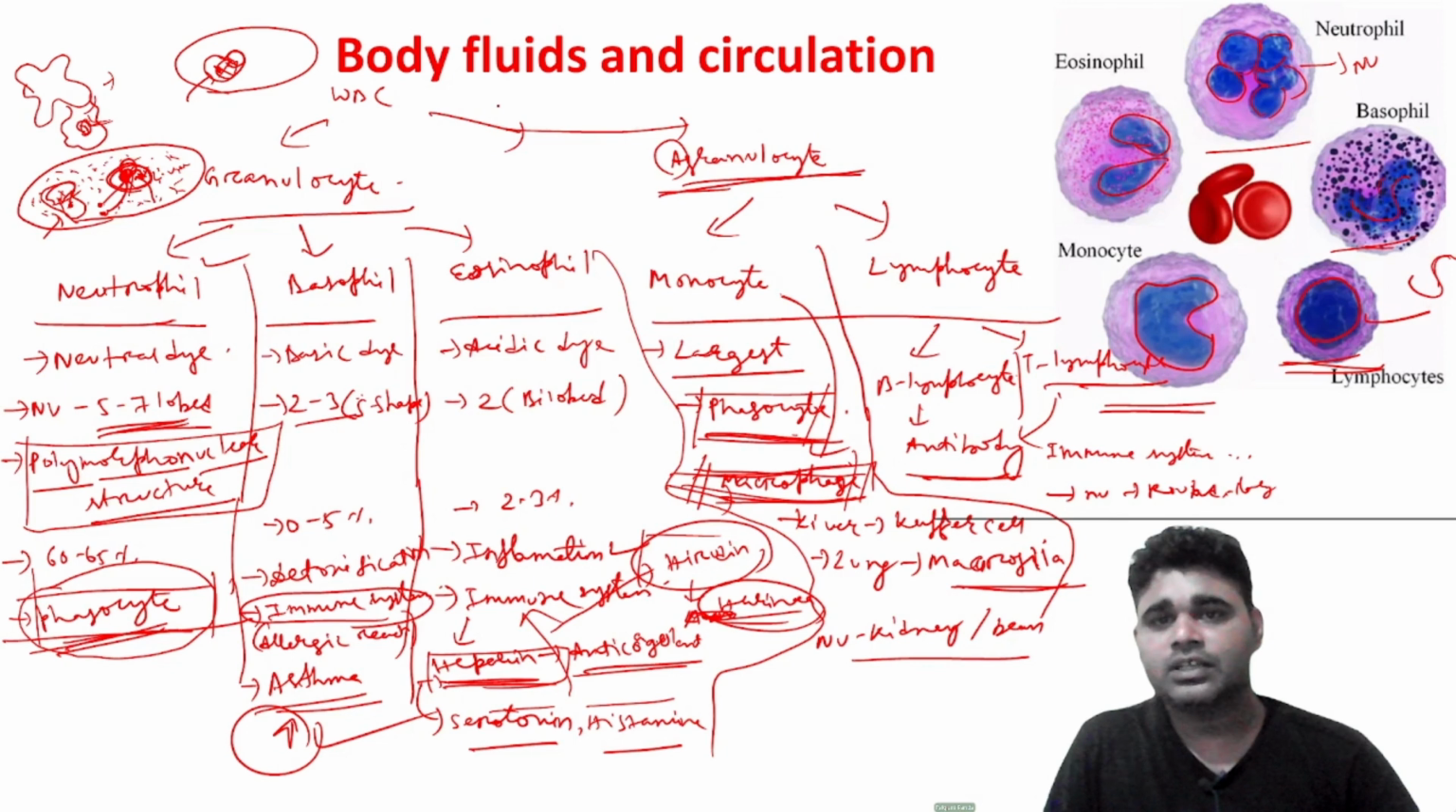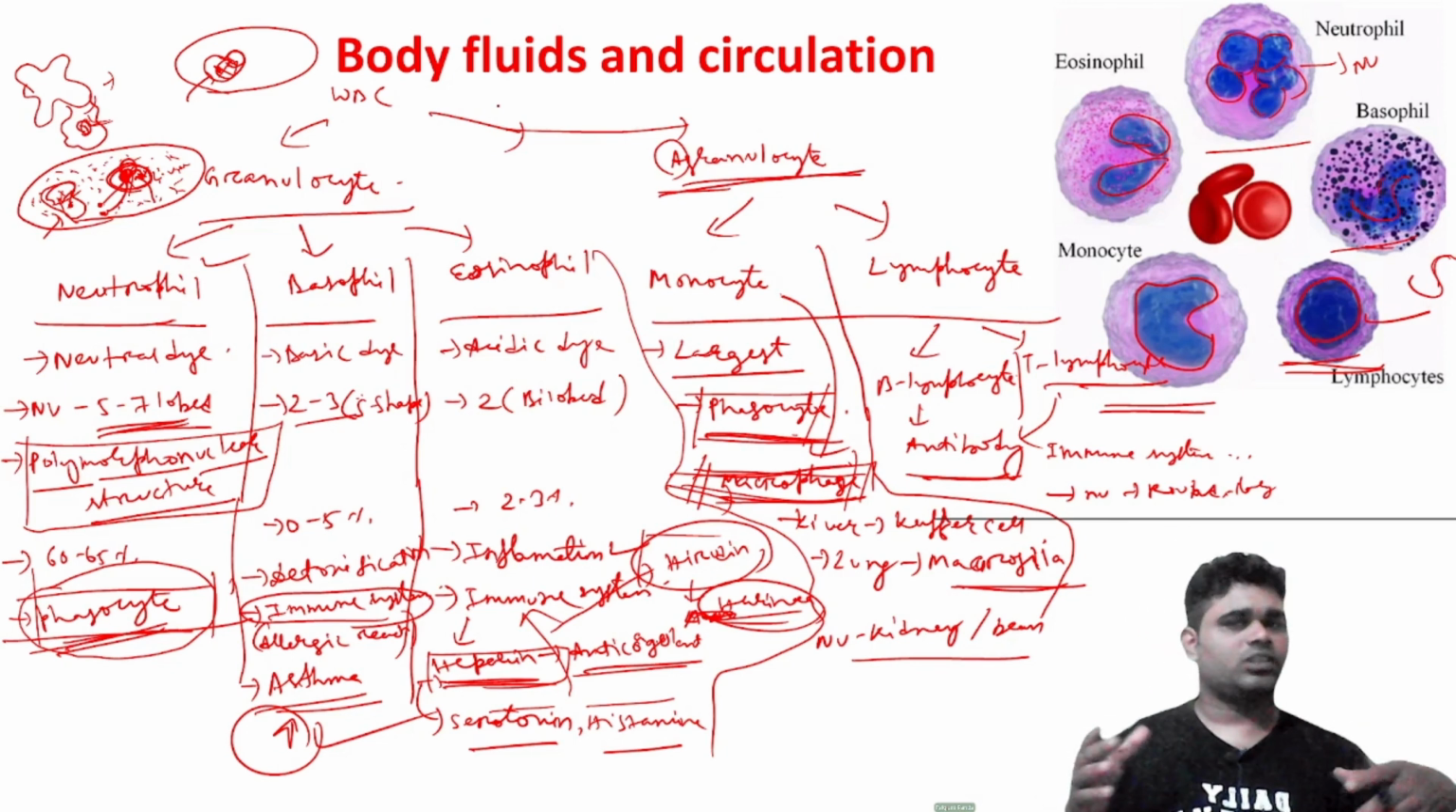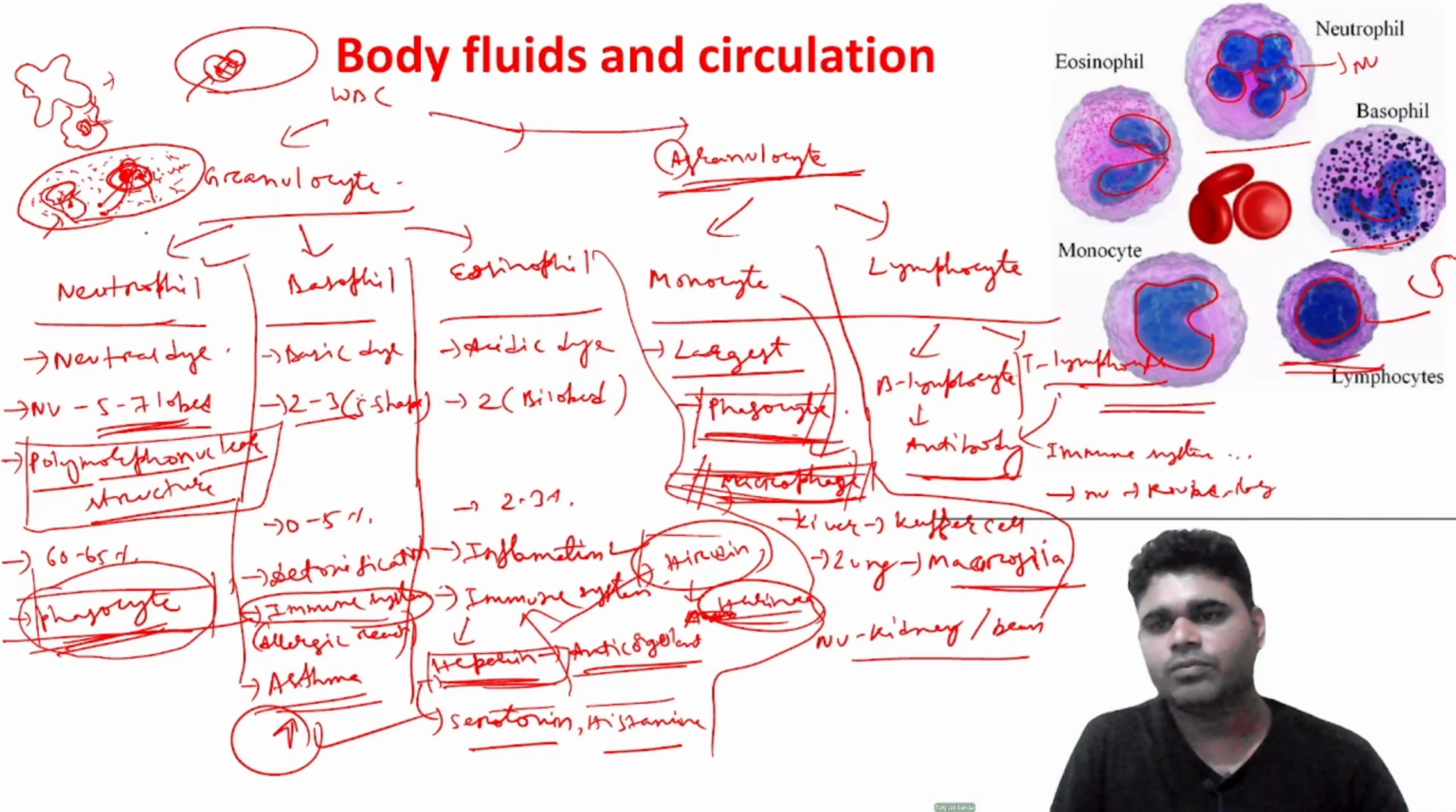So this is the different structure and the detailed structure of the WBC. Now we can say what is the one common thing of this WBC. That means what is the common thing between the neutrophil, basophil, eosinophil, monocyte and the lymphocyte. So the common thing is that they all help in the immune system.